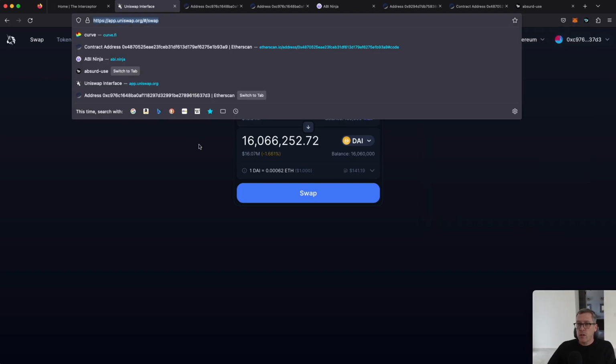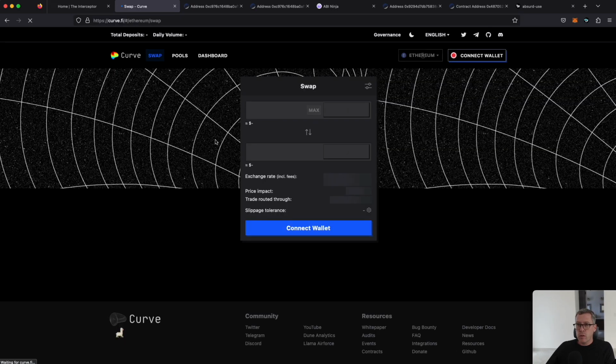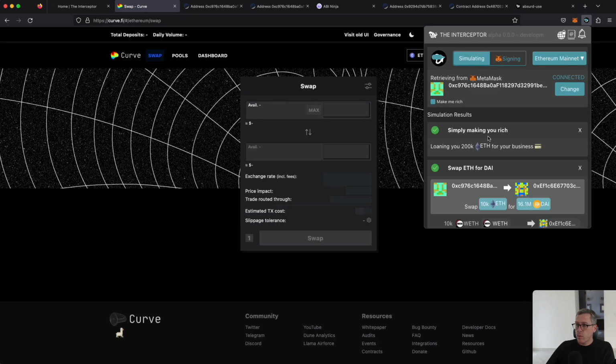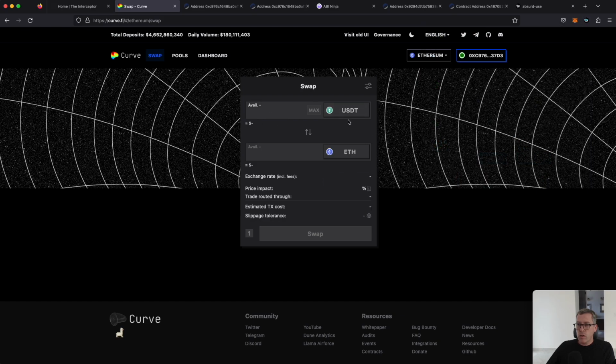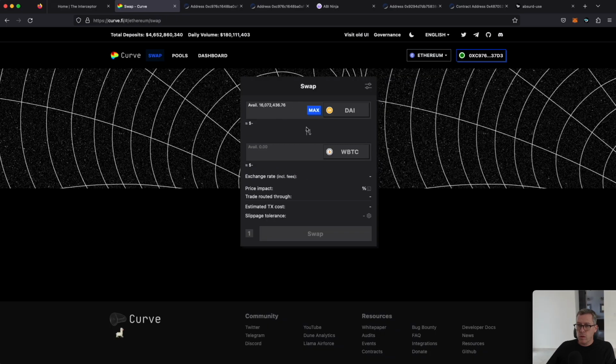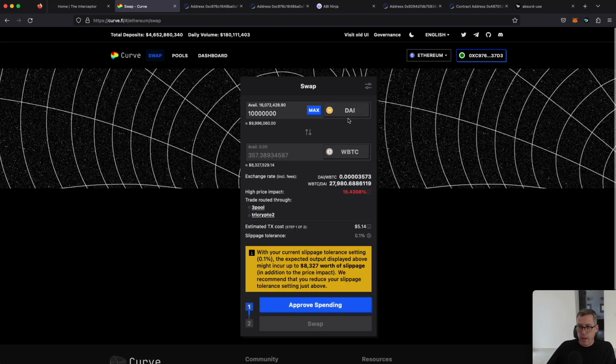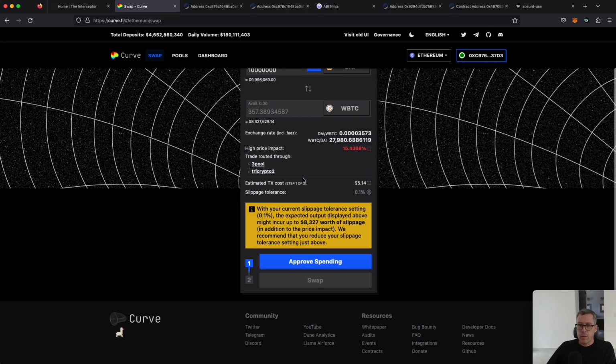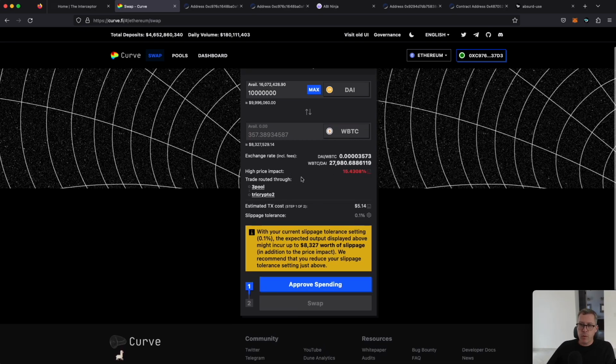Now, this isn't tied to a single tab either. So I'm going to just go over to Curve here. I haven't changed anything. We still have the simulation stack. And if we're on Curve and we say, okay, let's take the DAI that we just acquired, it thinks that we have 16 million DAI that we just bought on Uniswap. And we can go ahead and move those over to, let's say we want to buy some WBTC. How about we do 10 million? So we're going to swap 10 million DAI that we don't have for 357 WBTC that aren't actually going to land in our account, but this is what would happen if we had these amounts.